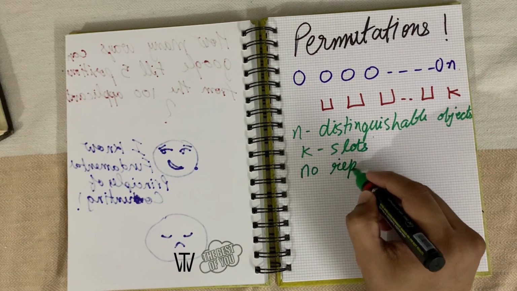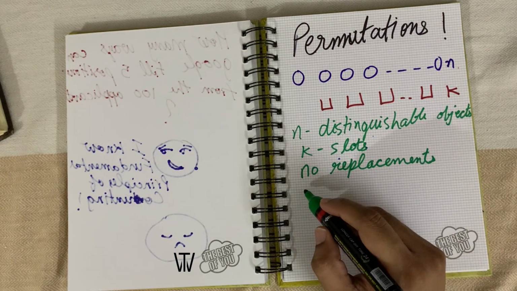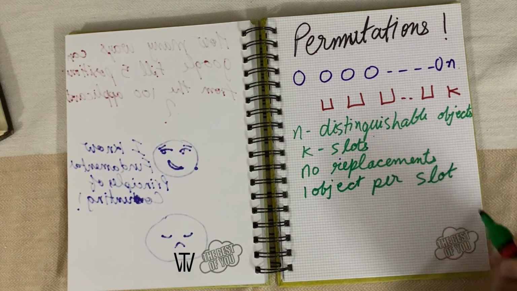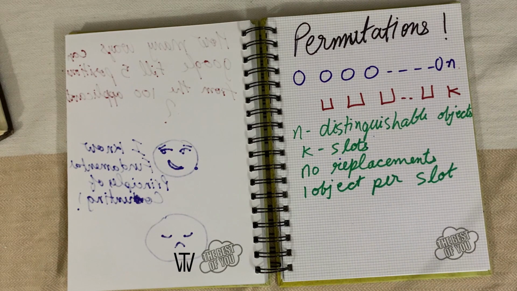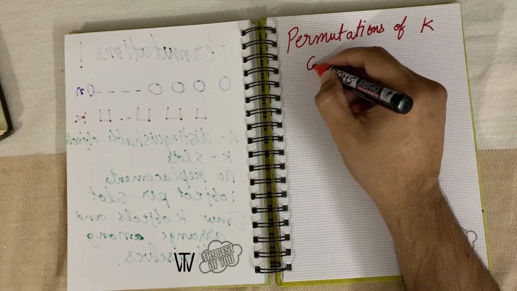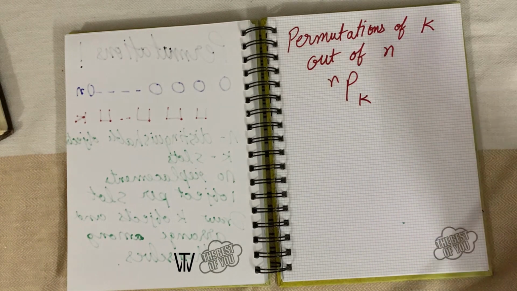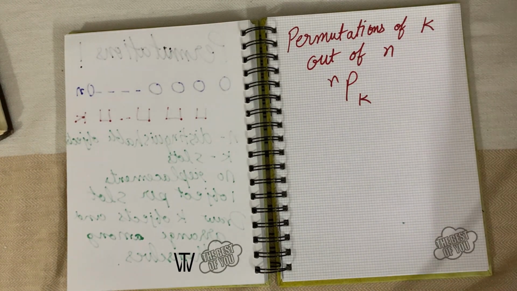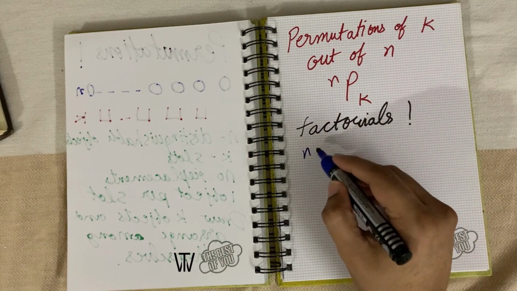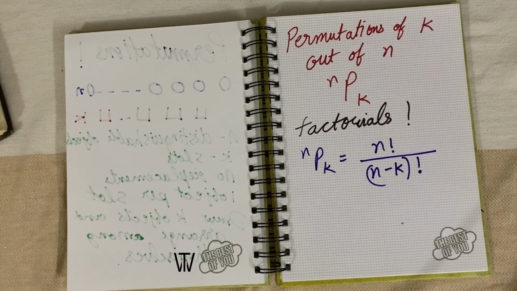Remember, you are not allowed to replace the objects in the set of n once you pick them. In this case, n should be greater than k. Also, you can put only one object in one slot. The number of ways you can do this is called the permutations of k out of n. It is denoted as nPk. How do you compute this number? Remember factorials? Well, we are going to need it here. So nPk equals n factorial by n minus k factorial.